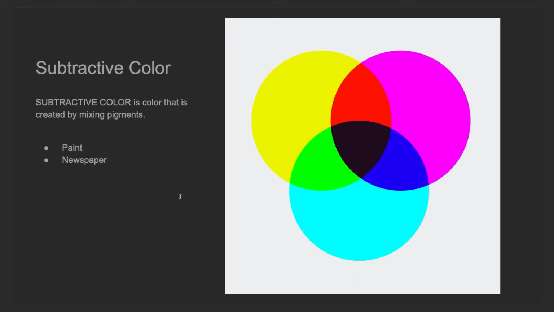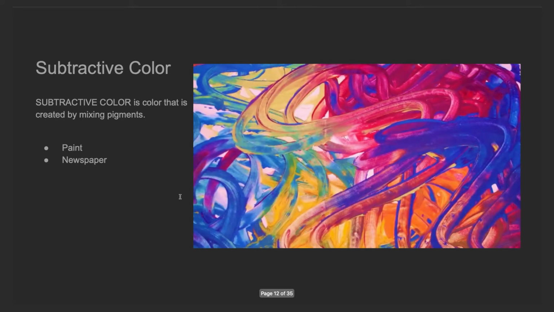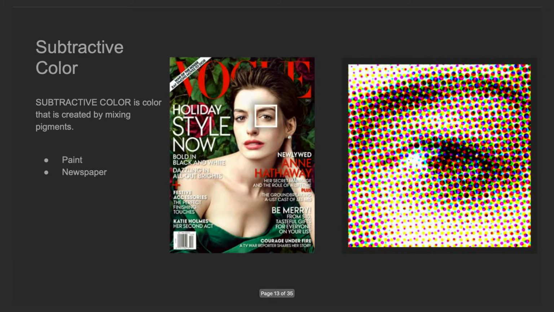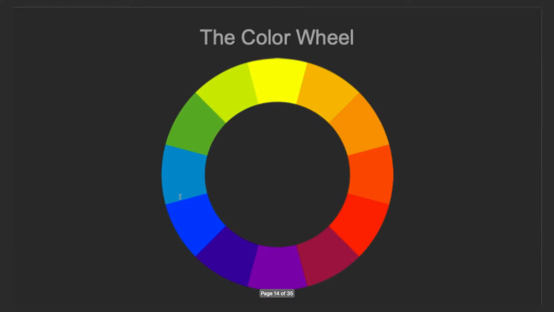Subtractive color is more like mixing paint or the dots on a newspaper, where one color subtracts other colors from the spectrum. So mixing paint is subtractive color. These are the dots in a magazine.